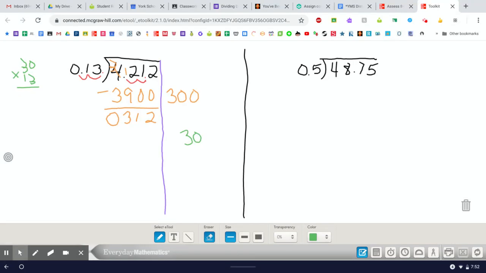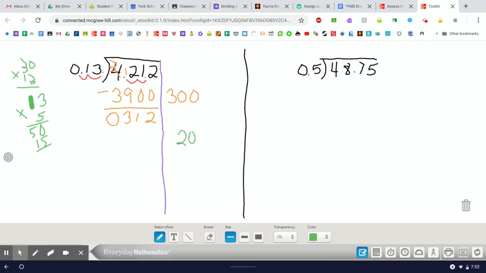Let's go get my eraser here. Let's erase the 30. That's too big, way too big. So let's go with 20. What's 13 times 5? Let's see. 13 times 5. That's 50 and 15. That's 65. Still too big. All right, let's go with 20. We'll take this step by step.